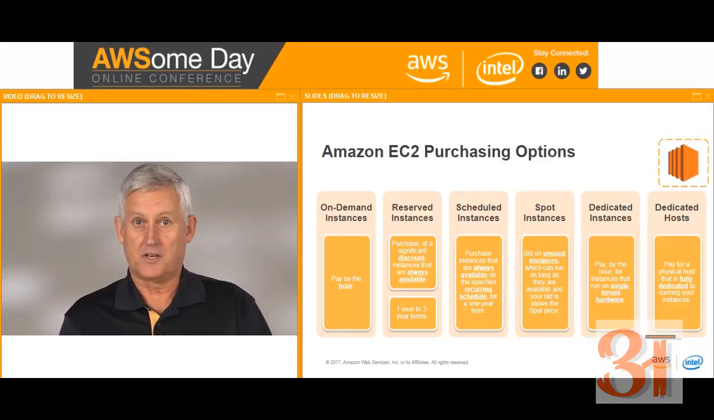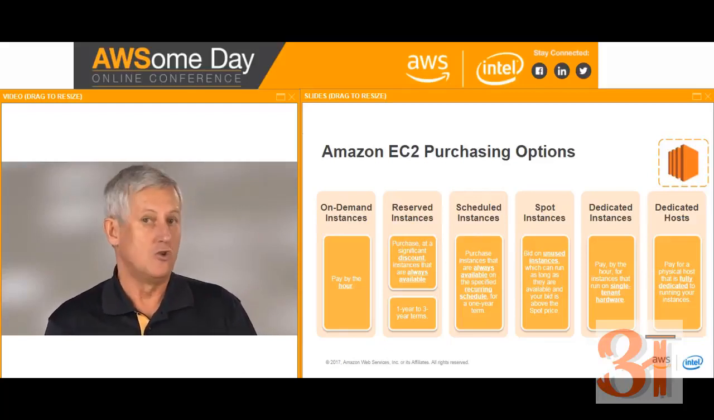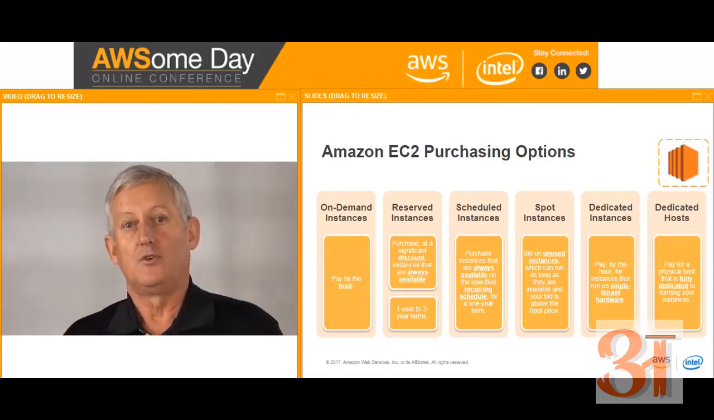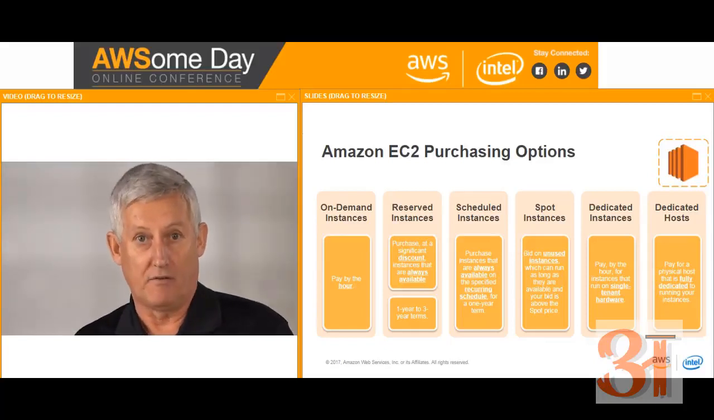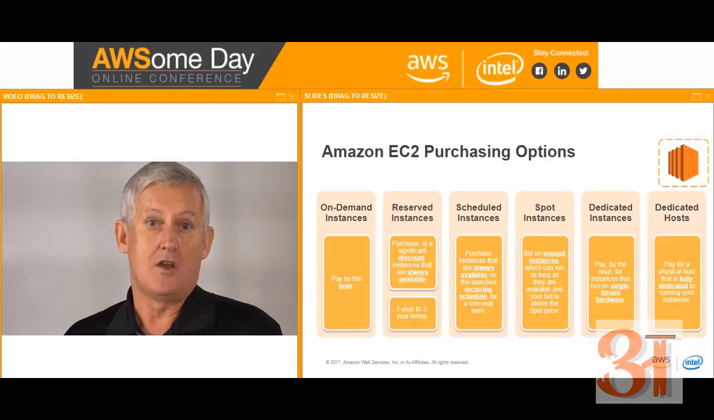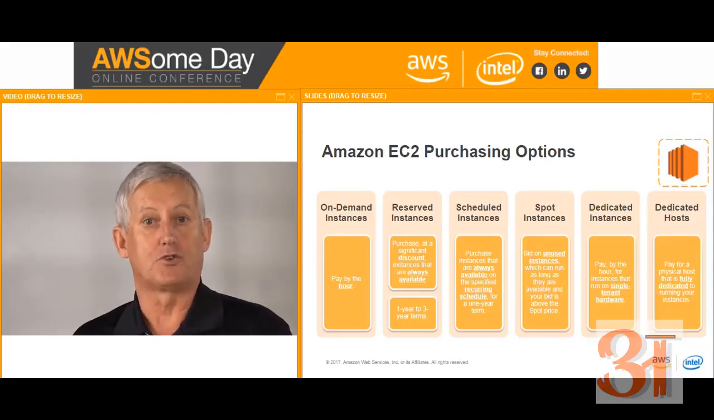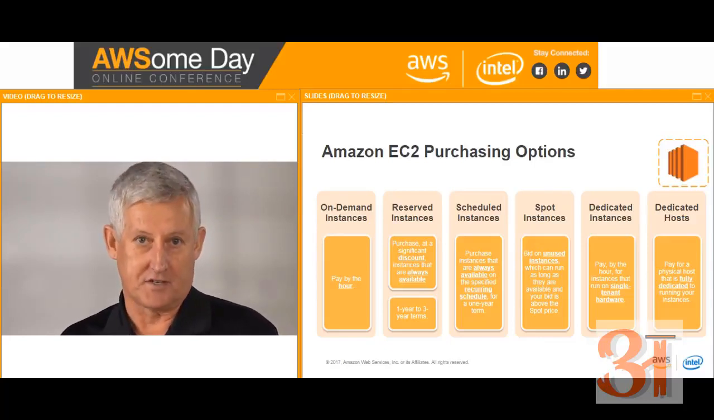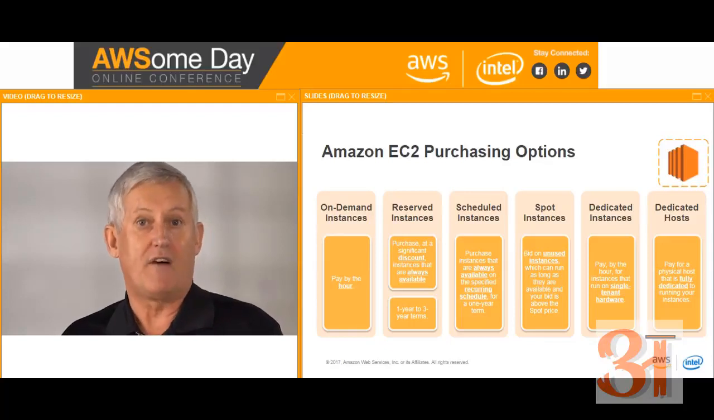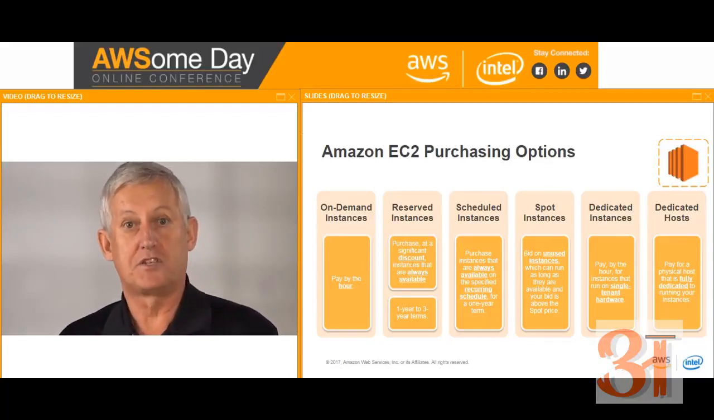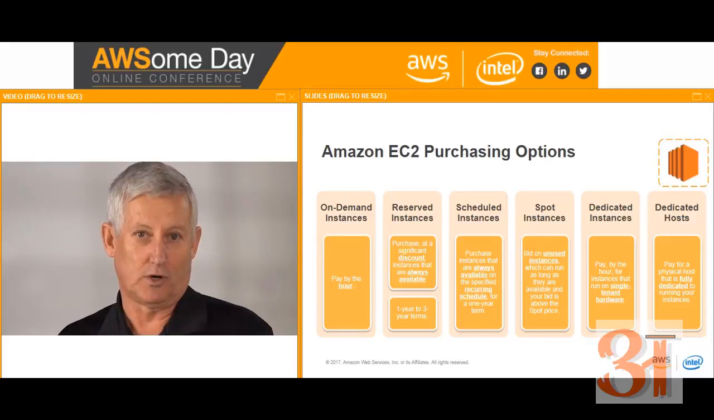On-demand EC2 pricing has no upfront costs, no long-term contracts, and the most flexibility. You pay by the hour or part thereof for your running instances, and no hourly charges apply for stopped or terminated instances. This is great for applications with short-term, spiky, or unpredictable workloads.